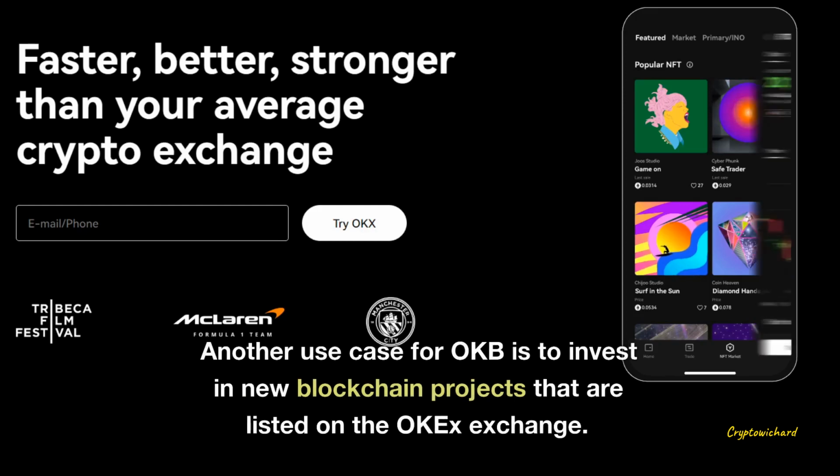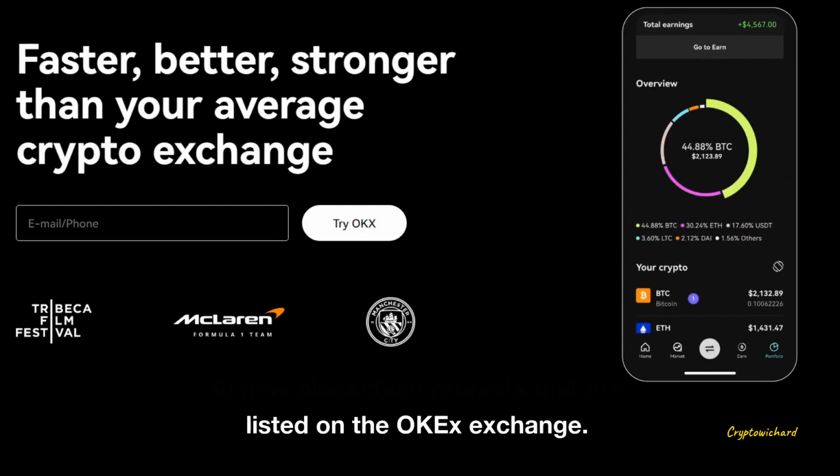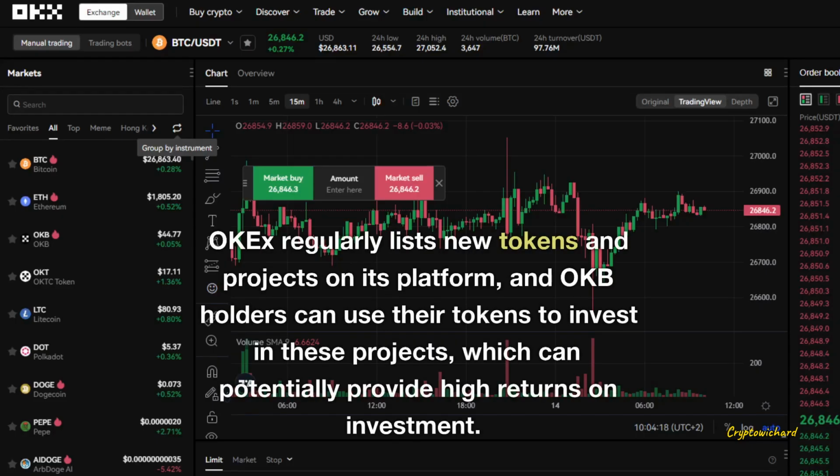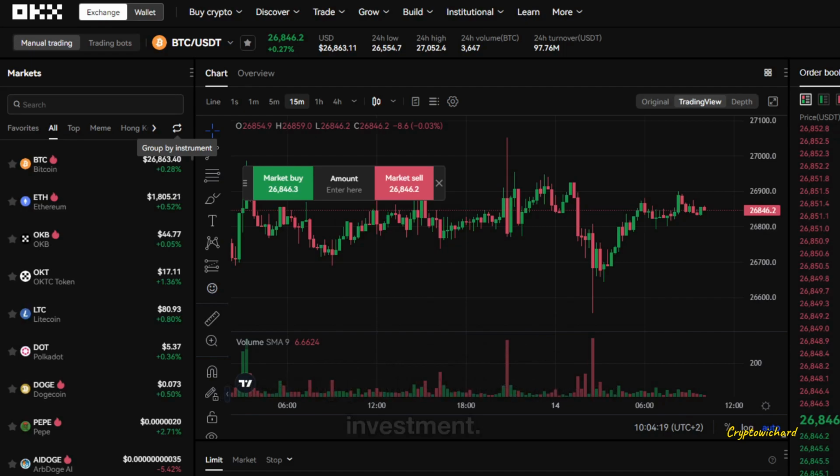Another use case for OKB is to invest in new blockchain projects that are listed on the OKEX exchange. OKEX regularly lists new tokens and projects on its platform, and OKB holders can use their tokens to invest in these projects, which can potentially provide high returns on investment.